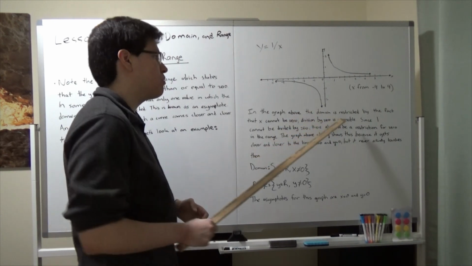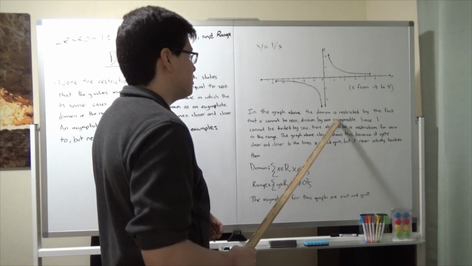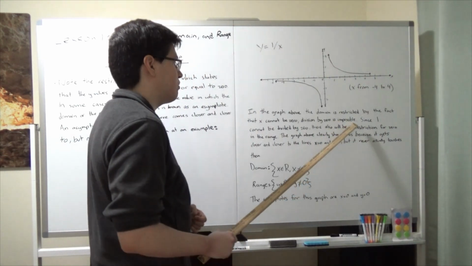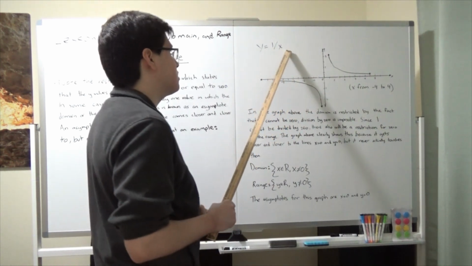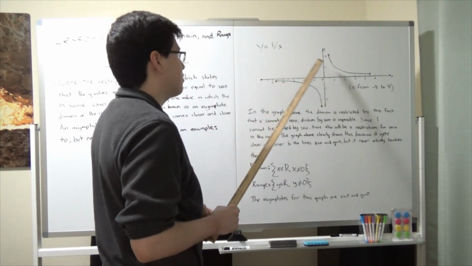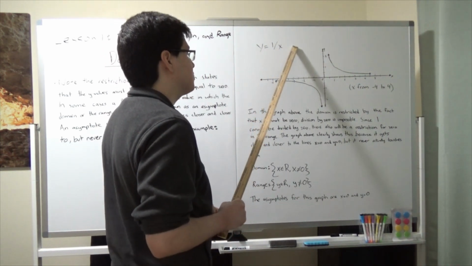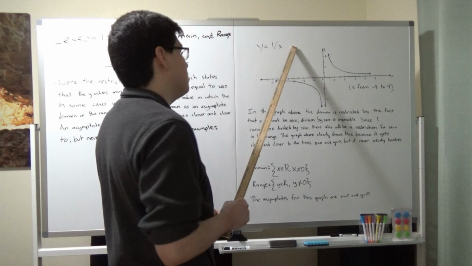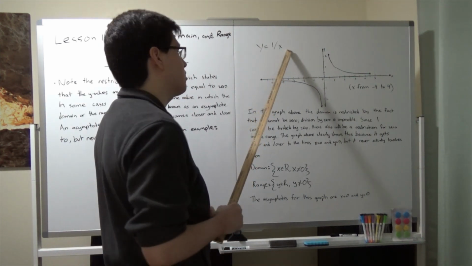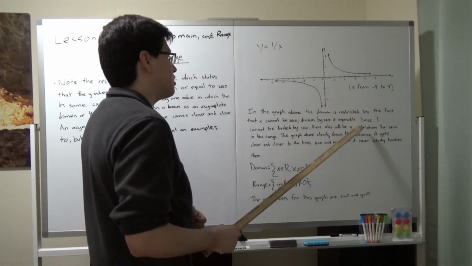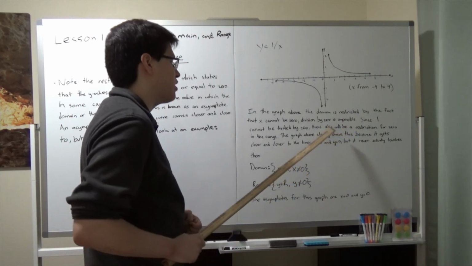In the graph above, the domain is restricted by the fact that x cannot be 0. Division by 0 is impossible. So this is the denominator in the equation of this graph. The denominator cannot be equal to 0 because division by 0 is impossible. Therefore, x is not equal to 0 is a restriction on the domain. Since 1 cannot be divided by 0, there will also be a restriction for 0 in the range.